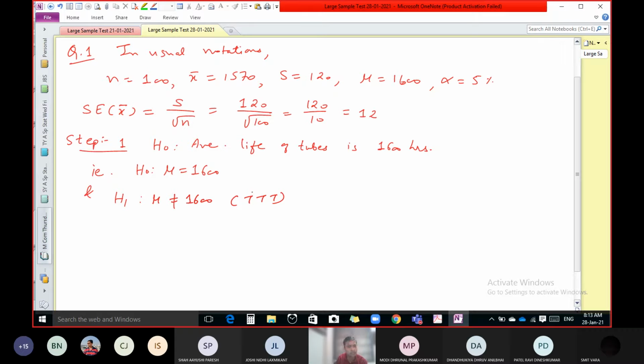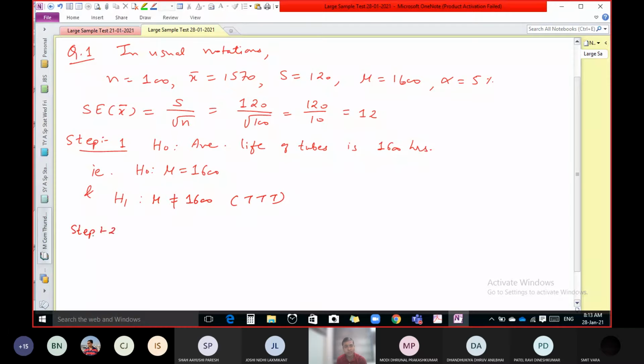If it is given in the question that, let us say, the claim of the company's average is at least 1600 hours, in that case, because of the words at least, you have to write either a right tail test or a left tail test. It depends on the situation. So we will discuss that later on. Here nothing is given, so we have to write a two tail test. That is the end of step 1.